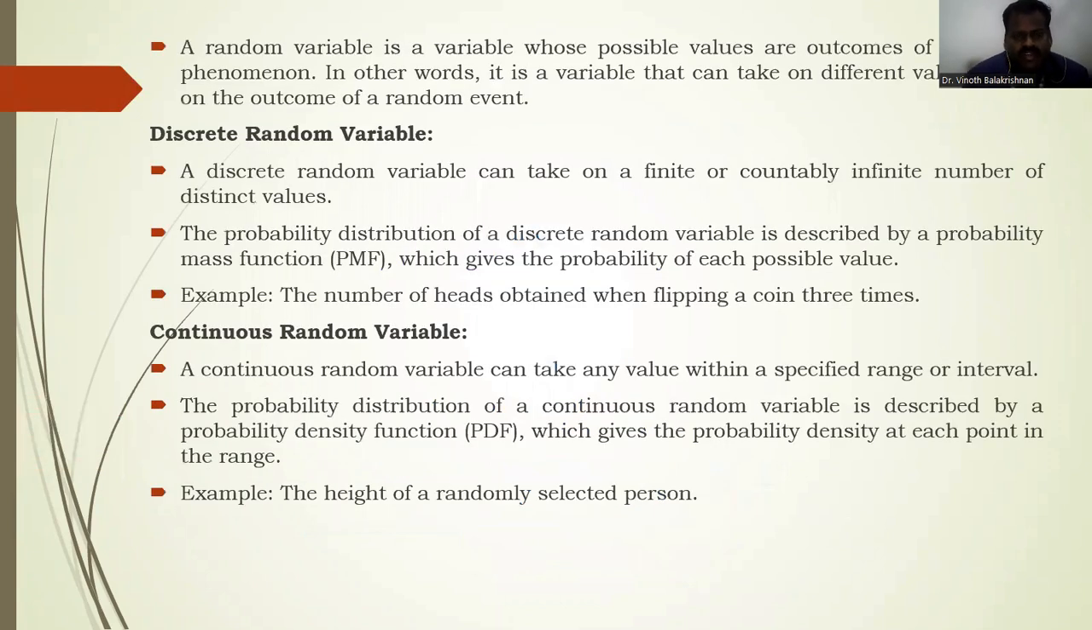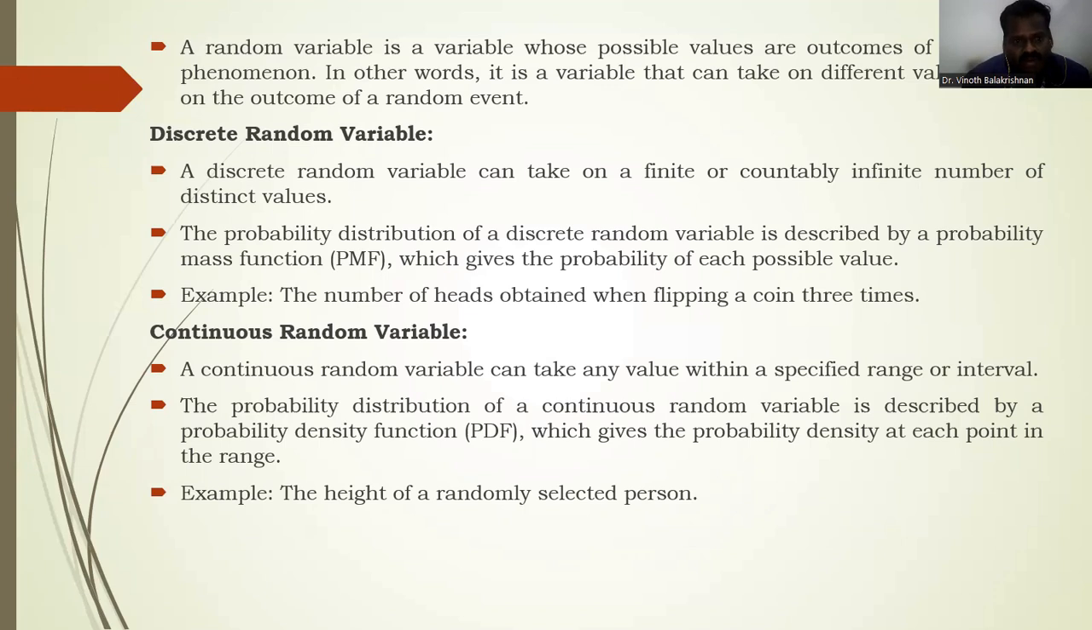A random variable is a variable whose possible values are outcomes of a random phenomenon. In other words, it is a variable that can take on different values based on the outcome of a random experiment. A random variable can be a discrete or continuous random variable. What is meant by a discrete random variable? A discrete random variable can take on a finite or countably infinite number of discrete values.